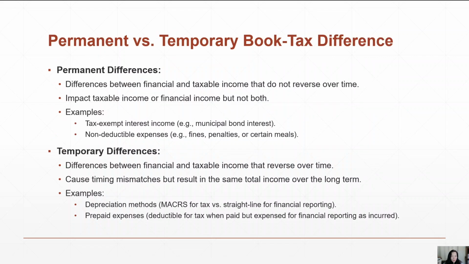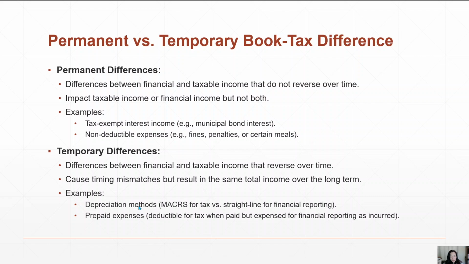Okay, permanent versus temporary book tax differences. Permanent differences are differences between financial and taxable income that do not reverse over time and impact either taxable income or financial income, but not both. And here are some examples for you to take a look at. Temporary differences are differences between financial and taxable income that do reverse over time and cause timing mismatches, but result in the same total income over the long term.